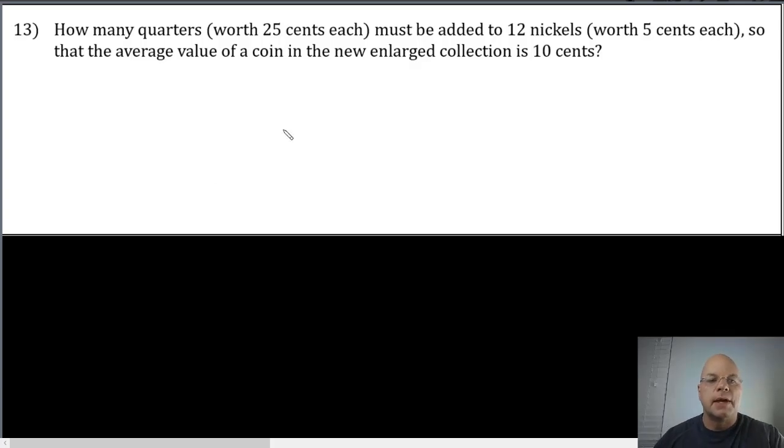Problem number 13. How many quarters worth 25 cents each must be added to 12 nickels worth 5 cents each so that the average value of a coin in the new enlarged collection is 10 cents? So let's make a table. Nickels, quarters, and then the mean.